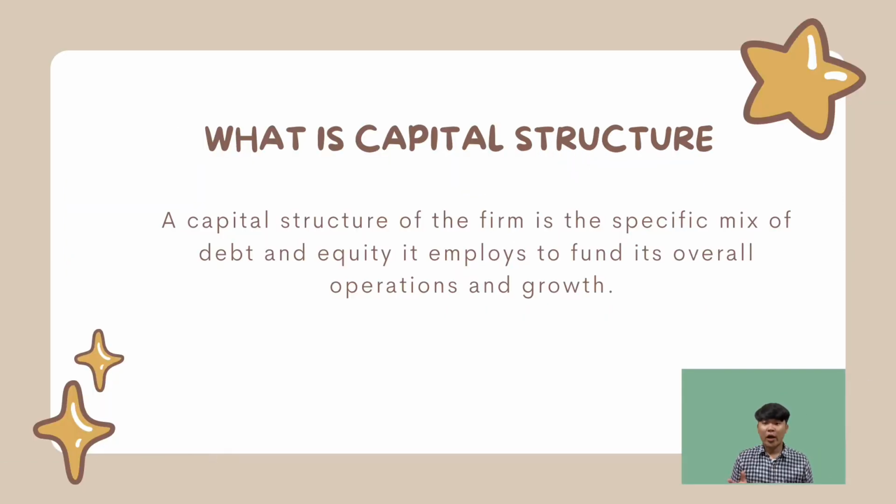First is what is capital structure? Capital structure is the specific mix of debt and equity it employs to fund its overall operation and growth. Equity capital is derived from a company's ownership shares and claims on future cash flows and earnings. Bonds and loans are examples of debt, while ordinary stock, preferred stock, and retained earnings are examples of equity.